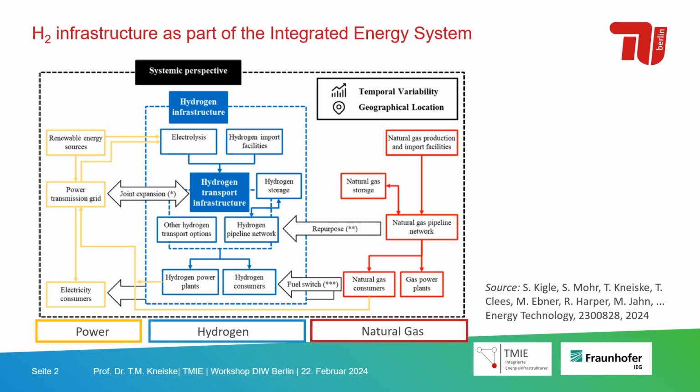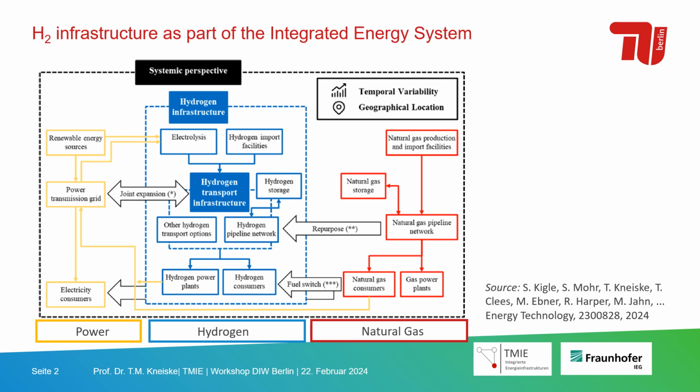In my research, I see the hydrogen infrastructure as part of the integrated energy system, as shown here in our paper. At the top, you see the sources of the energy system, and down here are the consumers. The hydrogen infrastructure, shown in the middle in blue, is connected to the electricity grid, here in yellow, via grid expansion and electrolysis. On the other hand, it is connected to the gas grid, here shown in red, via the concept of reusing the pipelines and infrastructures for a future hydrogen network.